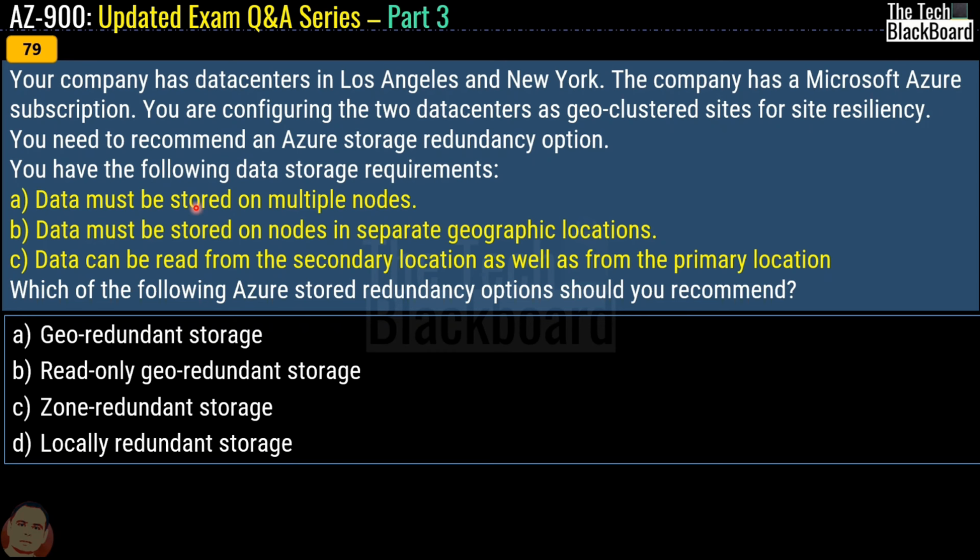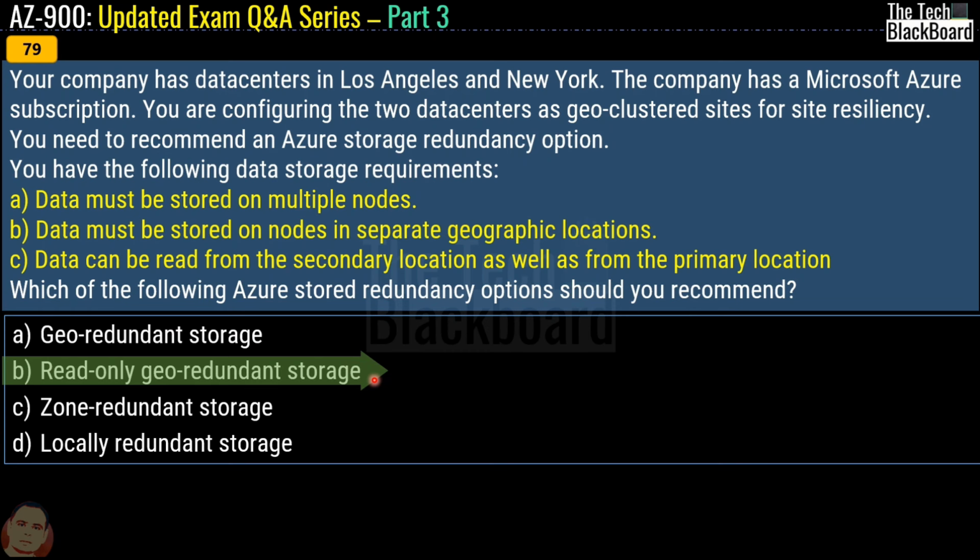The first requirement is that data must be stored on multiple nodes. The second one is data must be stored on nodes in separate geographical locations. The third requirement is data can be read from the secondary location as well as from the primary location. Which of the following Azure storage redundancy options should you recommend? Your options are geo-redundant storage, read-only geo-redundant storage, zone redundant storage, or locally redundant storage. The correct answer for this question is option B, read-only geo-redundant storage.